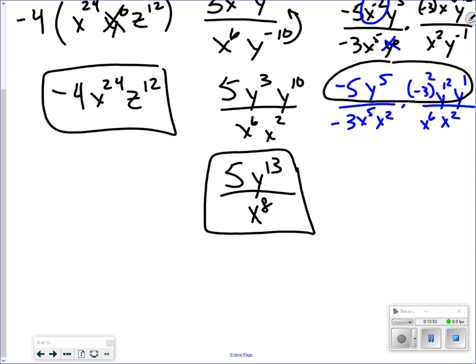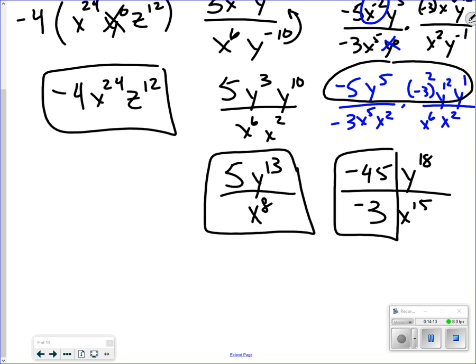Negative 3 squared is 9. 9 times negative 5. Y to the 12th, y to the first, y to the fifth makes y to the 18th. The bottom, negative 3. Now I just got to add all the exponents. X to the fifth, x to the second, x to the sixth, and x to the second makes x to the 15th. The only thing I have left now is the actual fraction.